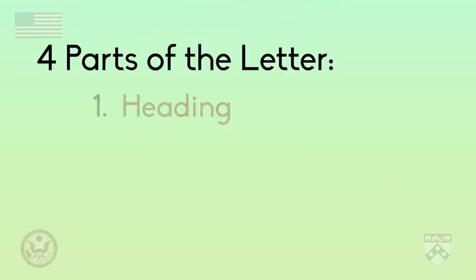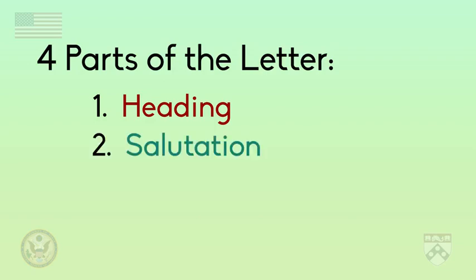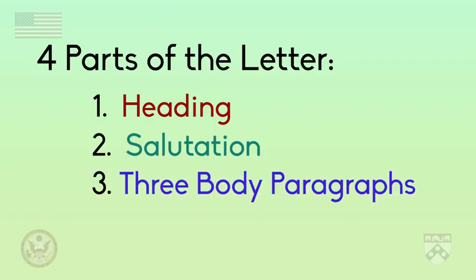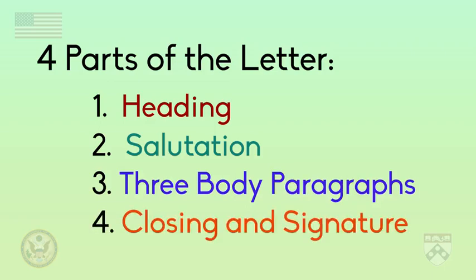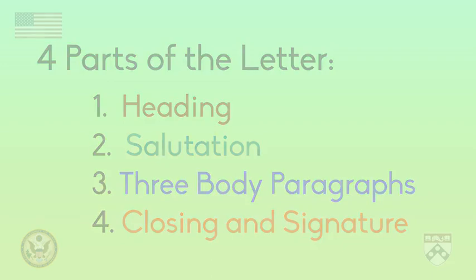Let's review the parts of a professional letter. The heading includes the writer's address and contact information, the date, and the reader's name and address. The second part is the salutation. The third part includes the body paragraphs. The closing part of the letter includes a complimentary close, a signature, and a typed name.